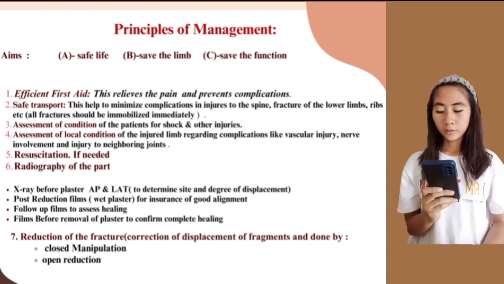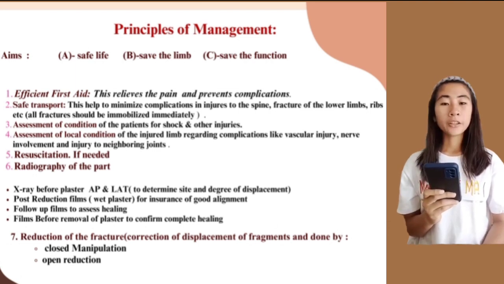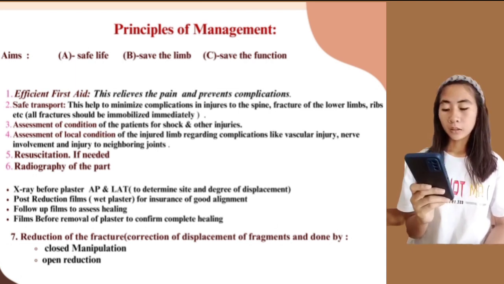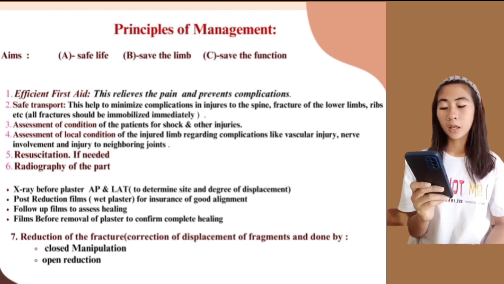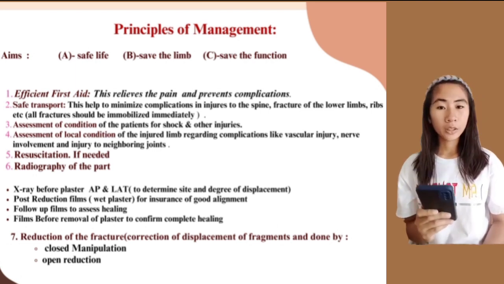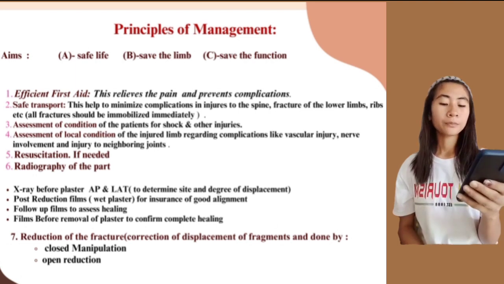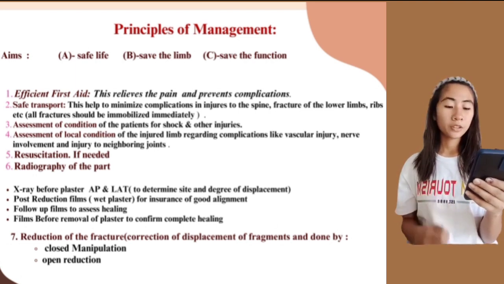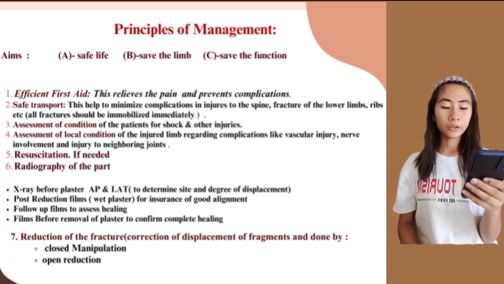Number one, save life, ensuring the patient's overall safety and well-being. Second, save the limb, prioritizing efforts to save the injured limb and prevent amputation if possible. And last, save the function, focusing on preserving the functionality and mobility of the injured limb.